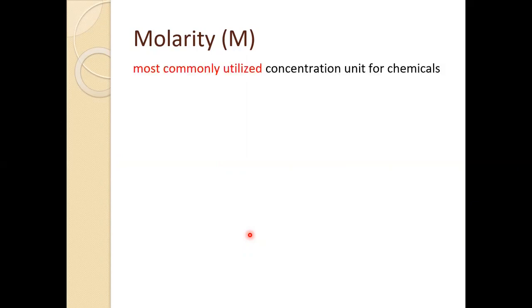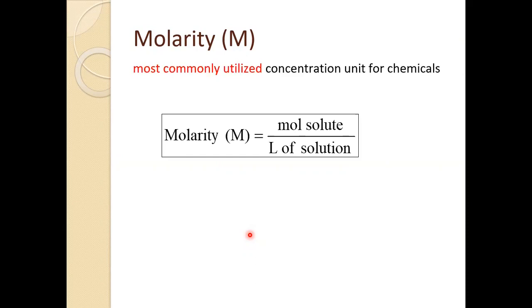molarity specifically is defined as the number of moles of solute, which is how we typically describe the amount of a substance, and then the volume of solution will be described in units of liters. And so molarity, abbreviated capital M, is simply the ratio of the number of moles of solute to the liters of solution. Ratio of the amount of solute to the amount of solution.